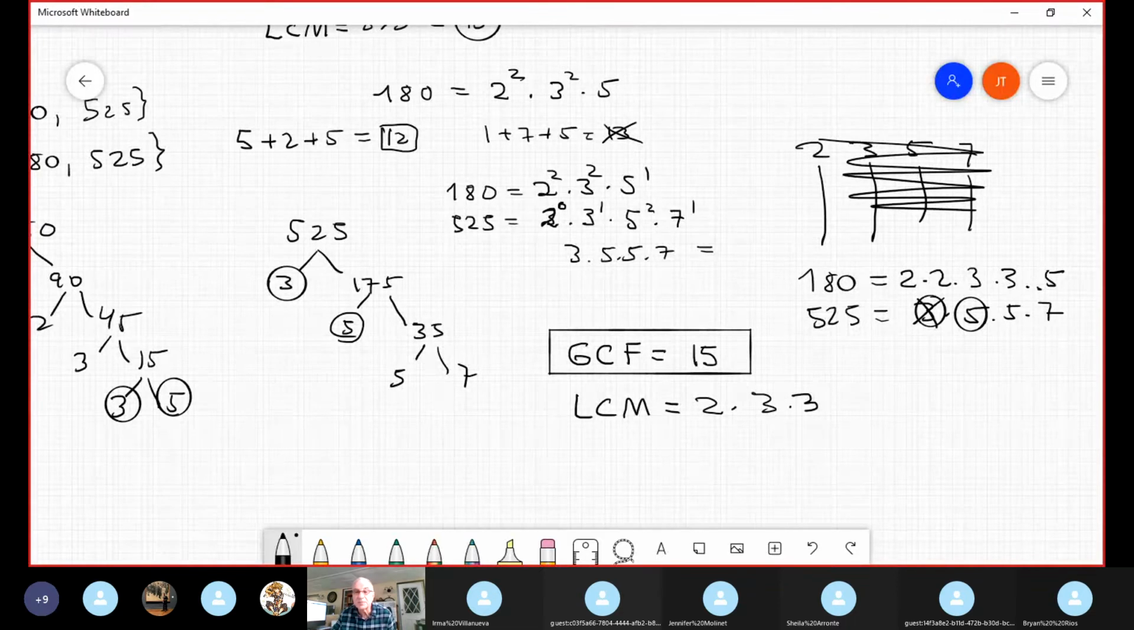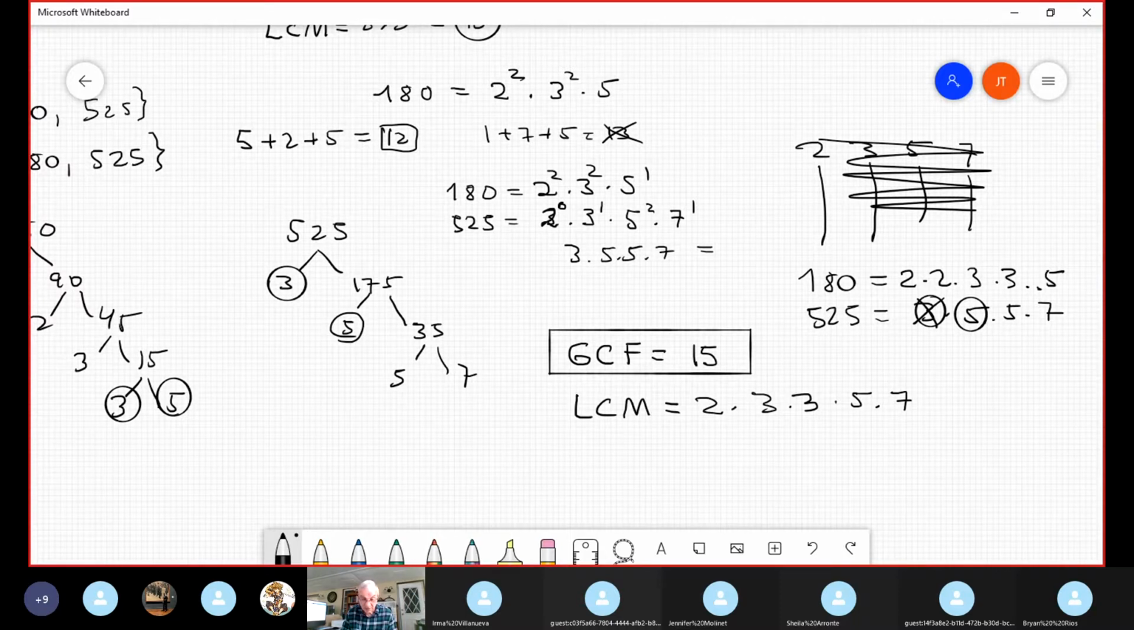Then one 5 and one 7. Don't forget everything. Basically, you put in a calculator: 2 times 3 times 3 is 9, times 5 times 7 is 35. The answer is 630. This is the least common multiple, or the least common denominator you need when you apply fractions. Okay?